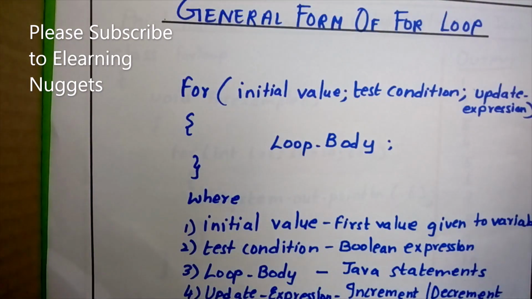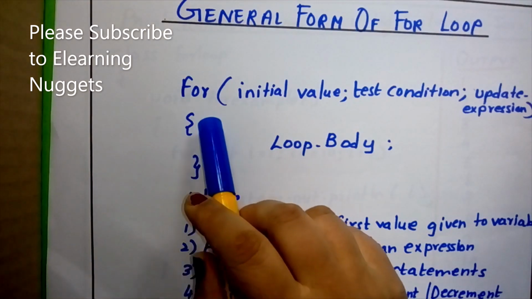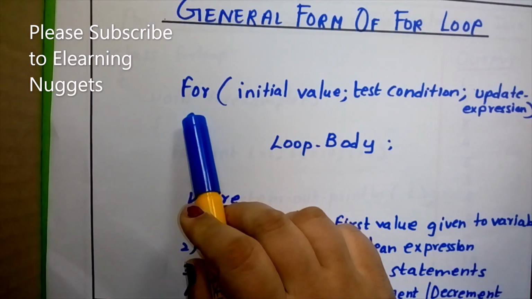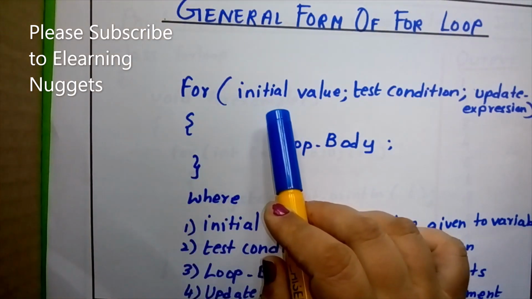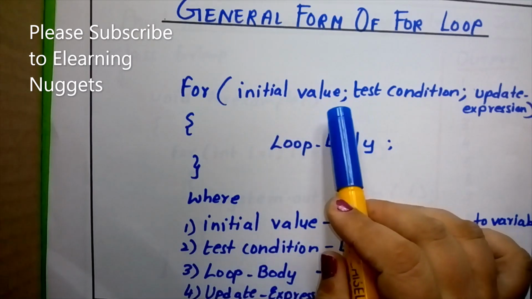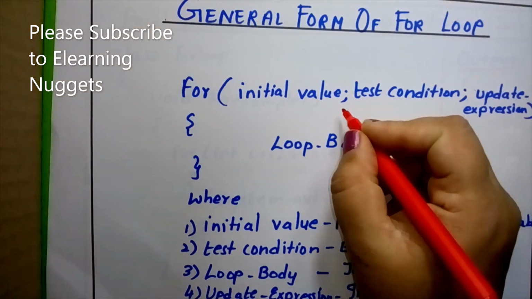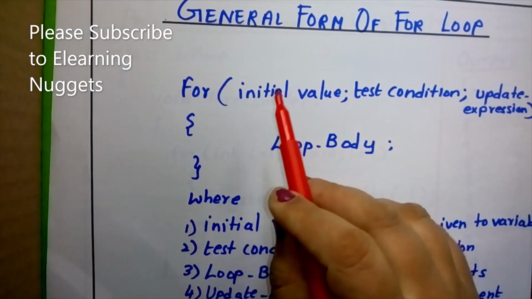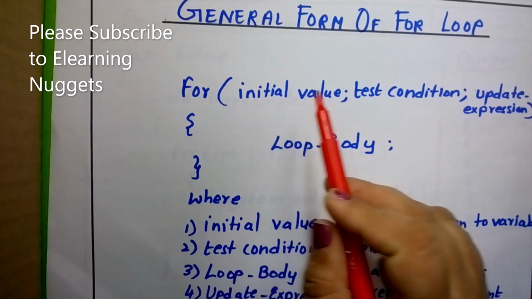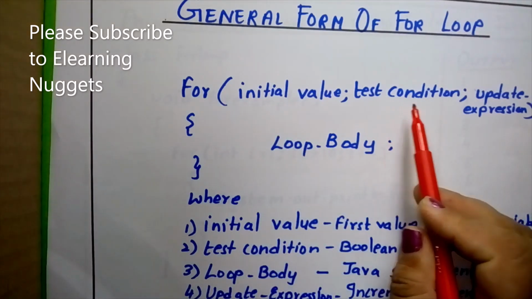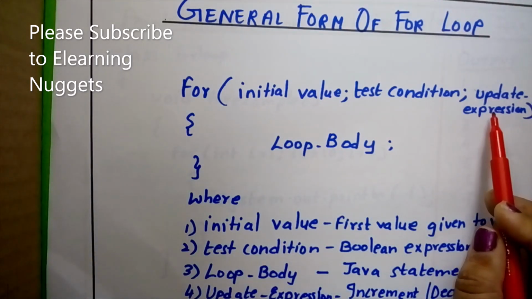So this is the general form of the for loop. The for loop begins with the keyword for. There are three parts in the for loop, each separated by a semicolon. Many students miss it out, but there are three parts. The first is called the initial value, the second is your test condition, the third is your update expression.